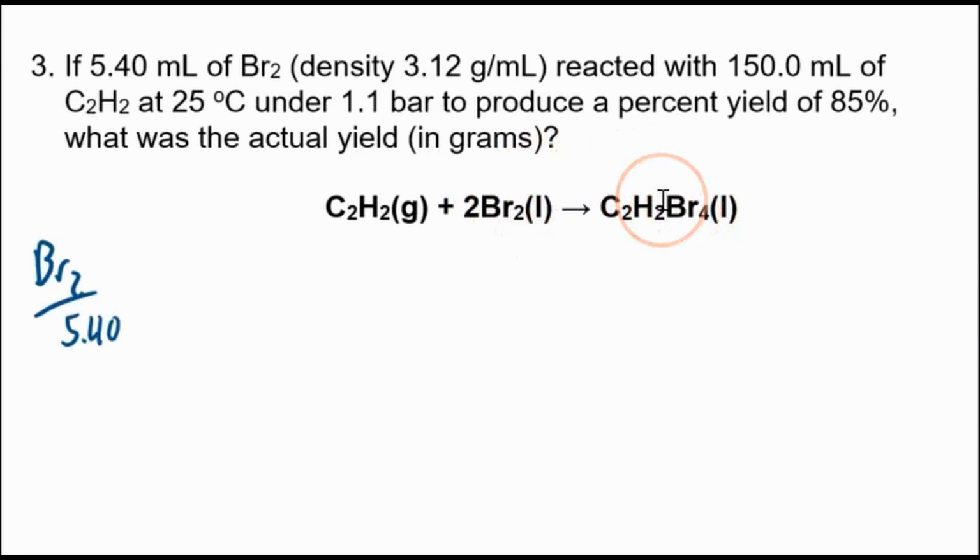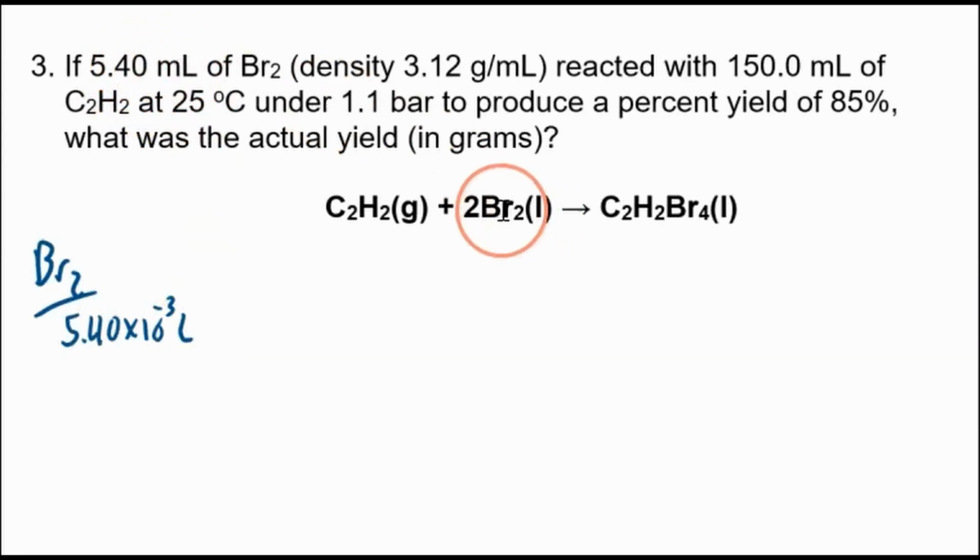This is stoichiometry, 3 steps. You can check out my 3-step process if you're confused, but I'm going to go through this relatively quickly. So we want to get to grams of this product here. We're going to start off with 5.40 times 10 to the negative 3 liters. That's just converting this to liters here.